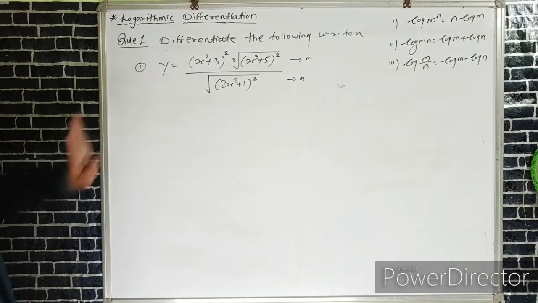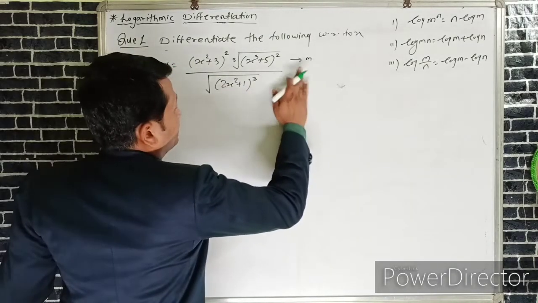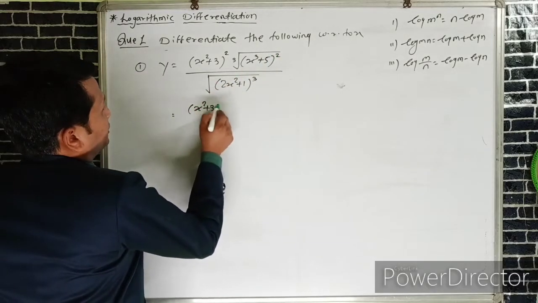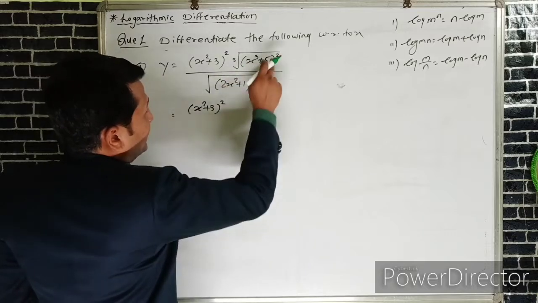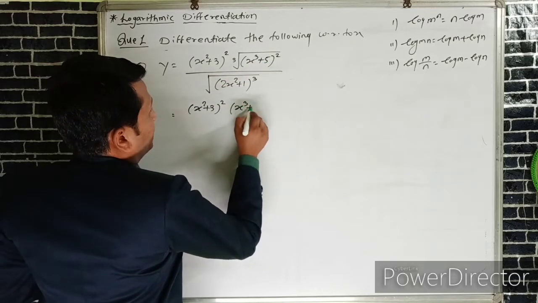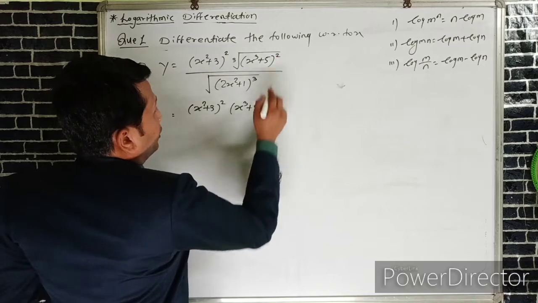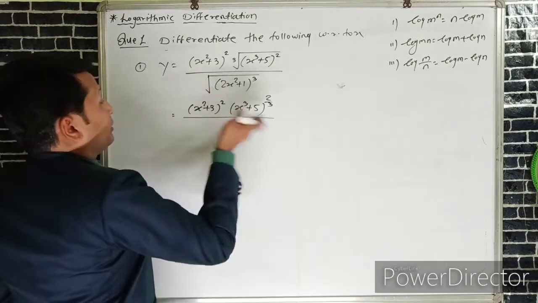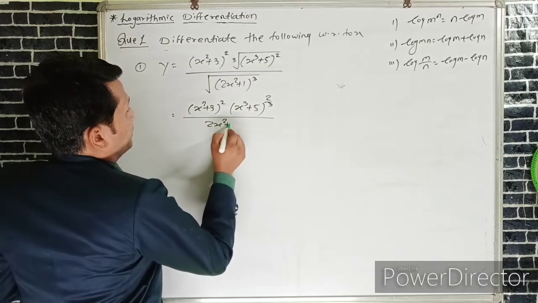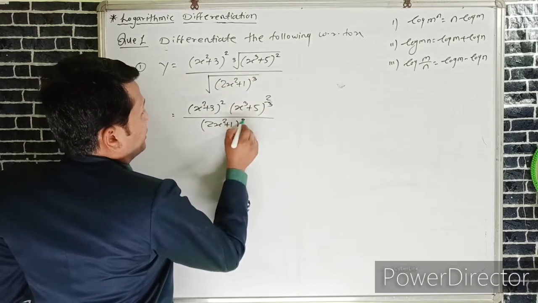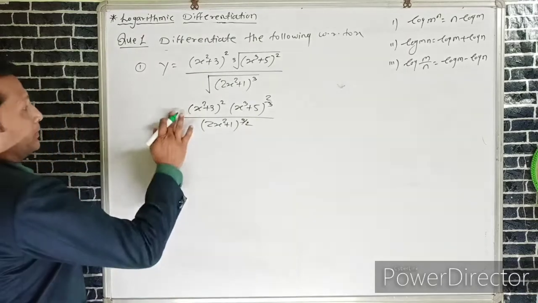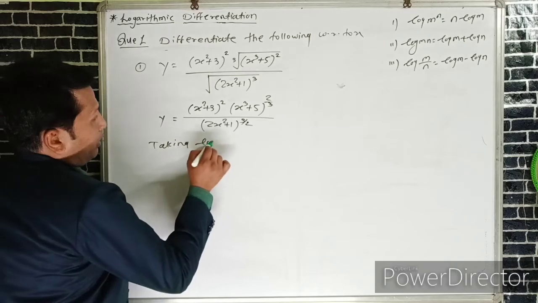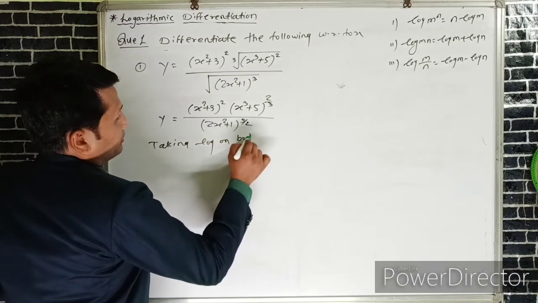If we apply here the quotient form, first we consider the numerator is m and the denominator is n. First we can write this function as (x square plus 3) whole square. This cube root we can write also as (x cube plus 5) whole raised to the power 2 upon 3, and this square root as (2x square plus 1) whole raised to the power 3 by 2. Now we take log on both sides.